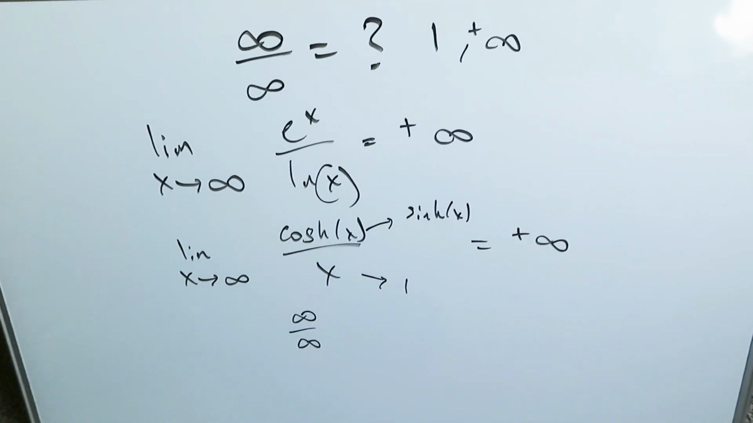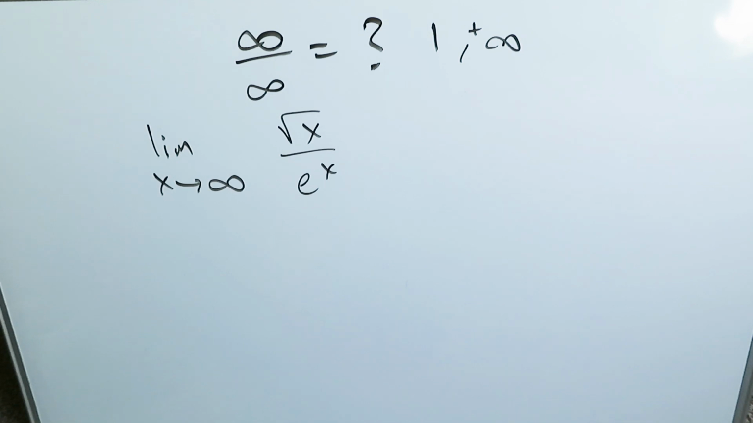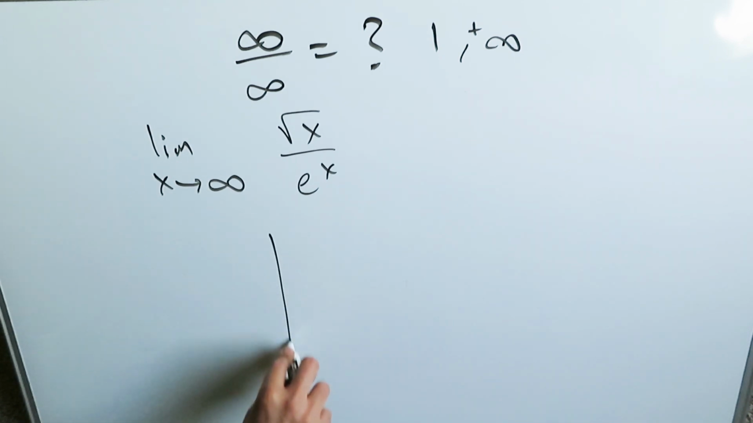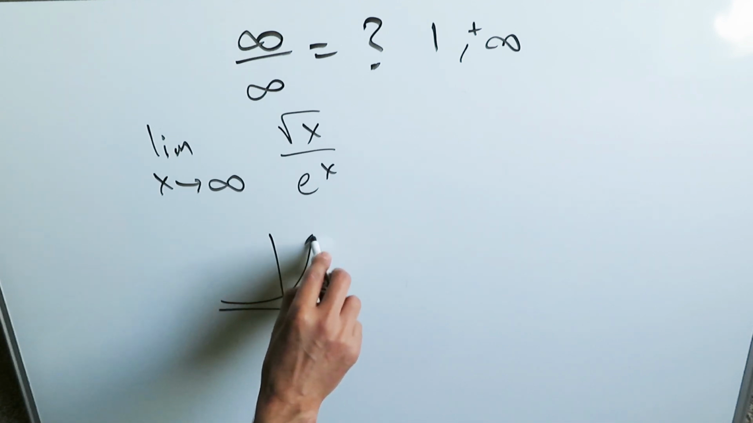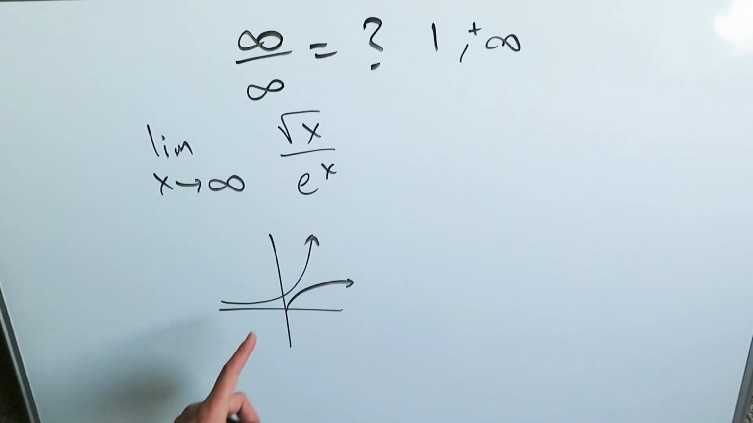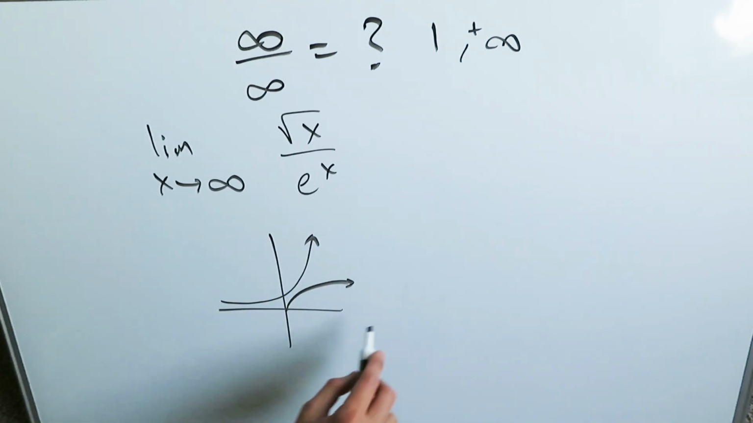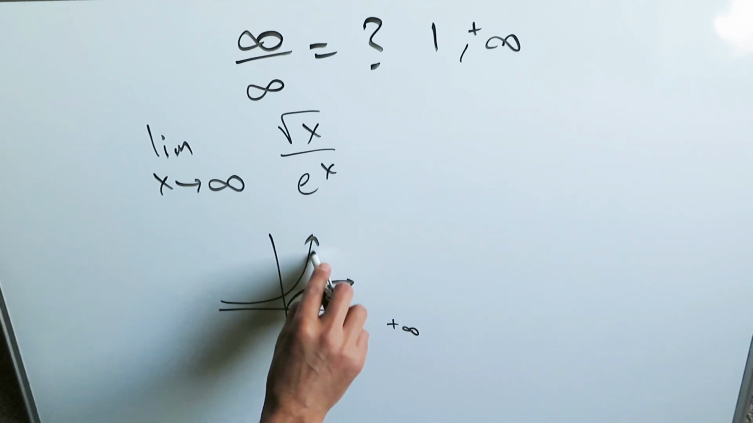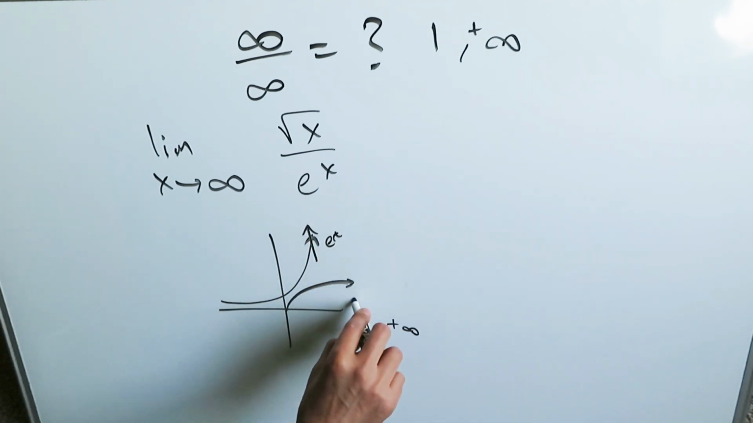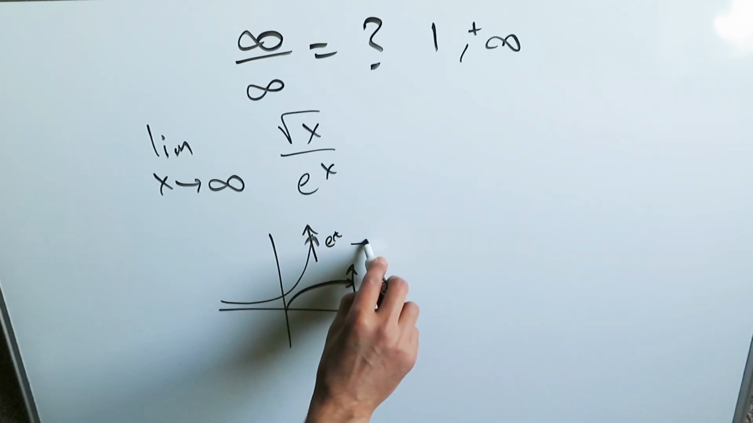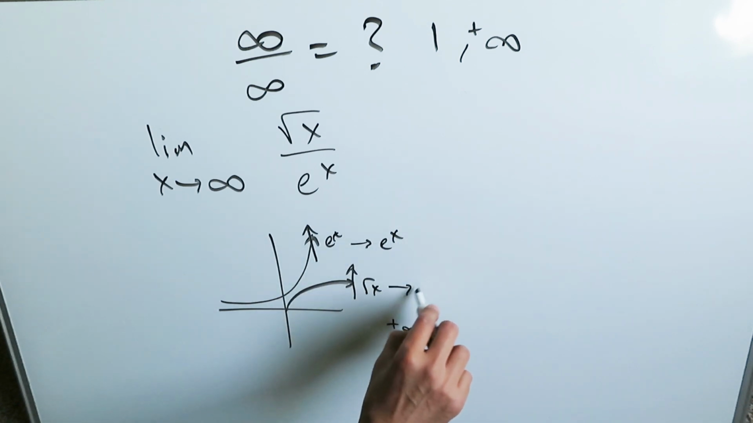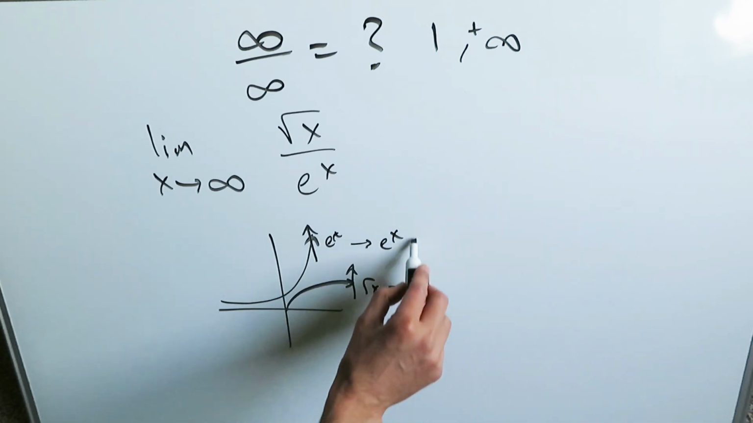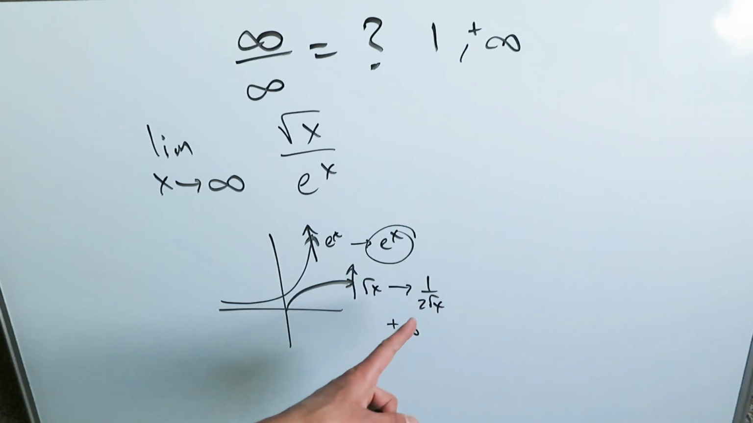Now let's look at something slightly different. I have limit as x approaches infinity of root x divided by exponential. When I graph these, the exponential looks like this, the root x looks like that. It doesn't have to be exactly accurate, but we are looking in the direction of positive infinity. The exponential has a much higher rate of change than the root x. The derivative of this is e to the x, the derivative of this is 1 over 2 root x. This is a much higher rate of change than the root x.